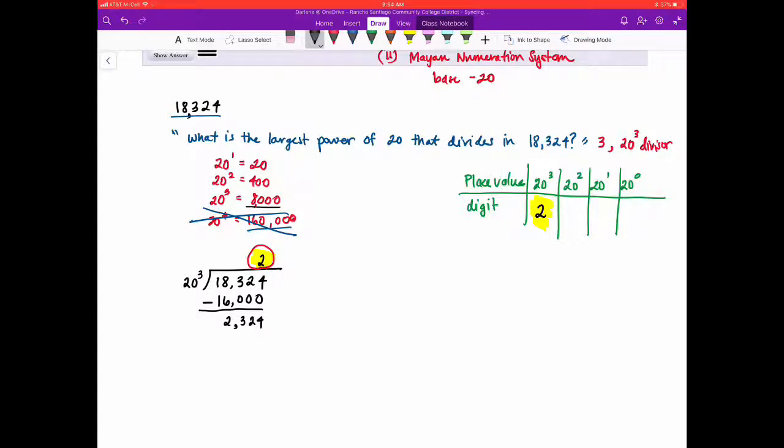Now we have to fill in each of these place values as we keep going. The next one would be 20 squared. Since 20 squared is 400, we know that this goes into 2,324. And so that would be 5 times. So 5 times 400 is 2,000. And subtract. And we're left with 324.